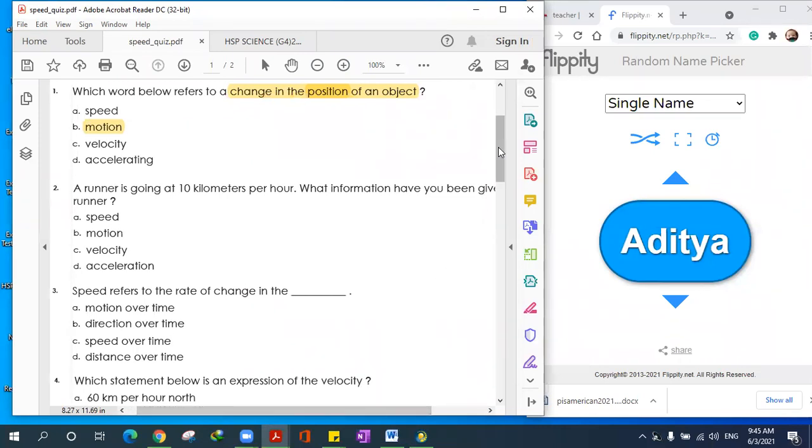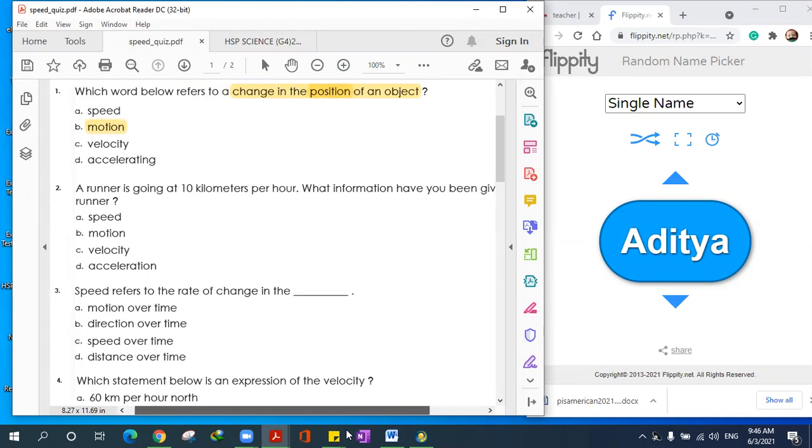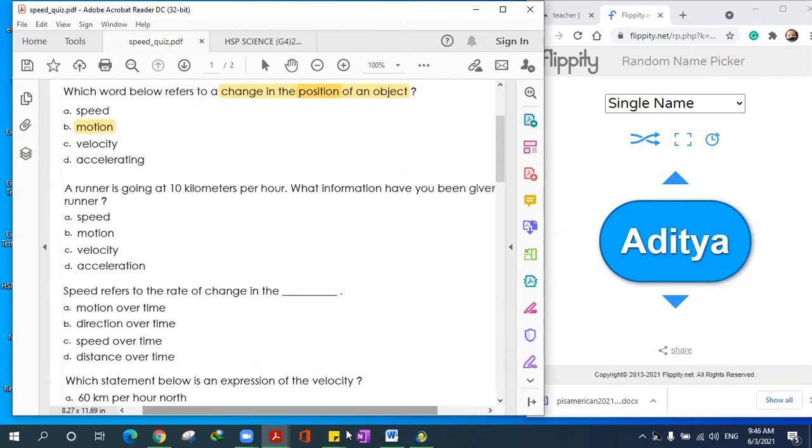A runner is going at 10 kilometers per hour. What information has been given about the runner? What kind of information did you get when you heard that he's going at 10 kilometers per hour? What kind of information is this?